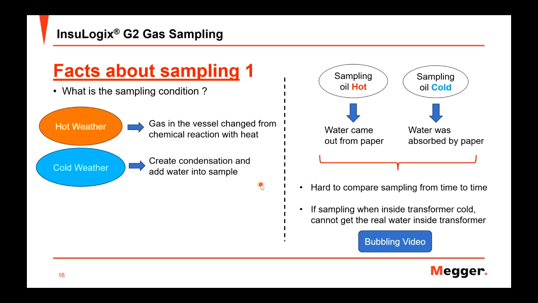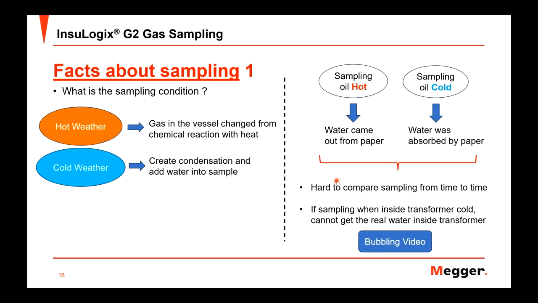Second is the condition when your transformer is operating. When you do a sampling, you do it while it is in normal operation or high load operation, or you do a sampling while your transformer is shut down. The important thing is when your transformer is operating and has high temperature inside, the water will come out from the paper.